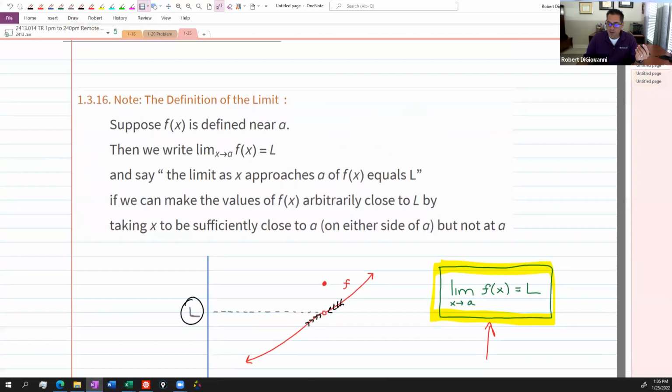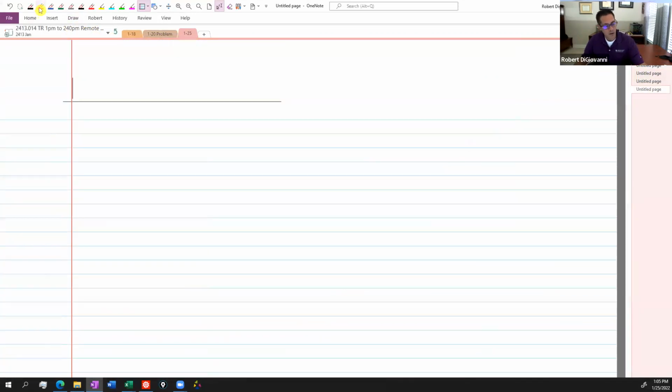So I want us to consider this function f of x equals sine x divided by x. And I want us to consider this limit as x approaches 0 of this function. And the question is, what is the limit approaching?